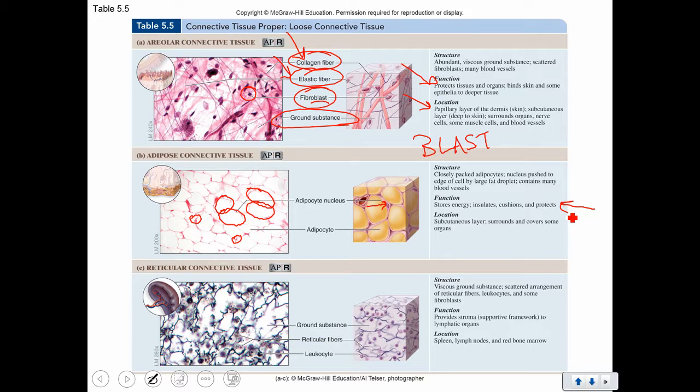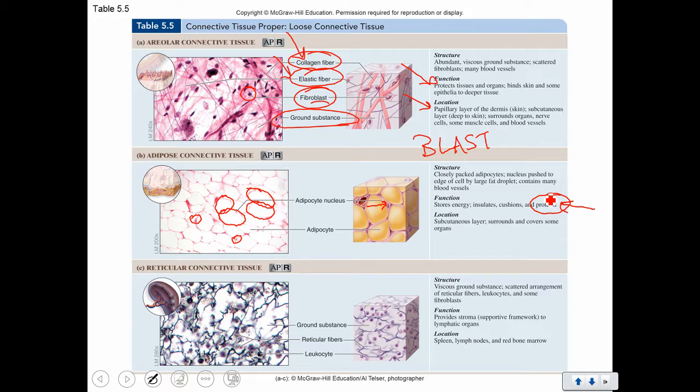So you take a shot to the shoulder, it's not damaging your nerves. So you'll find that in places that your body wants to protect or add a little bit of cushion or padding just for physical protection, you're going to see adipose tissue. But it's also an energy storage form as well.